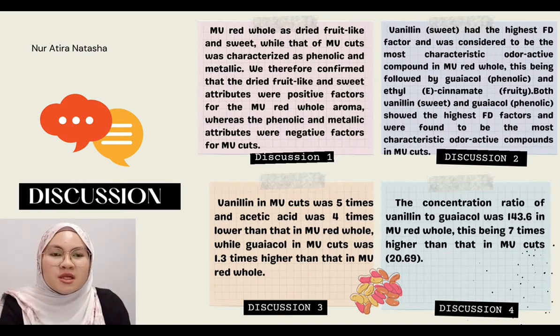And the last one, the concentration ratio of vanillin to guaiacol was 143.6 in MV red holes, and this being 7 times higher than in MV cuts, which is 20.69.